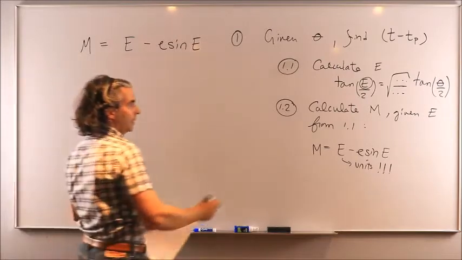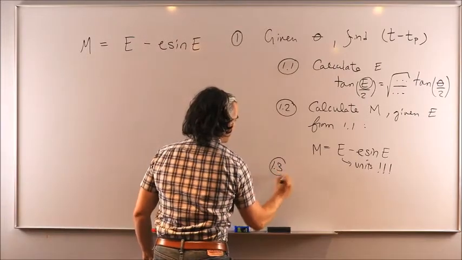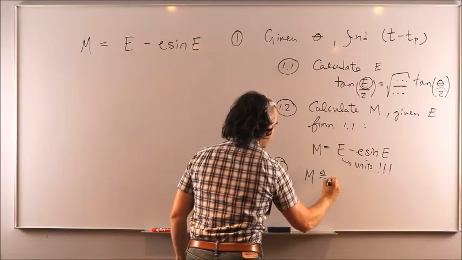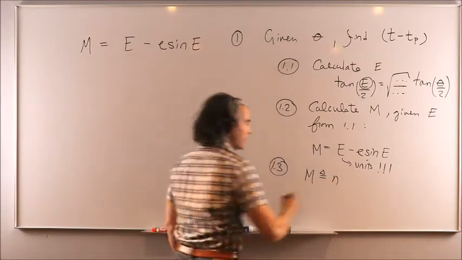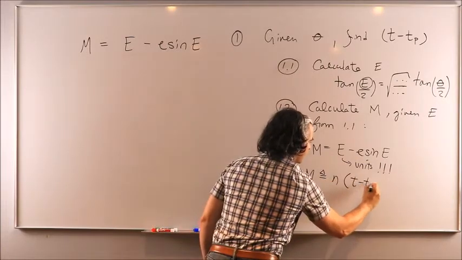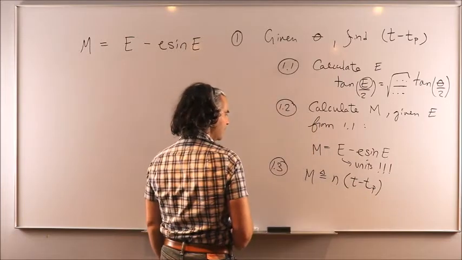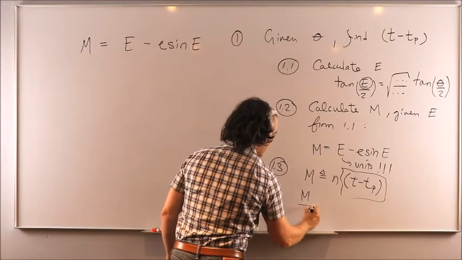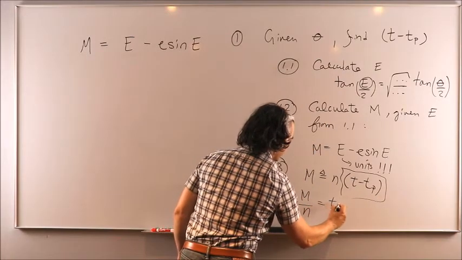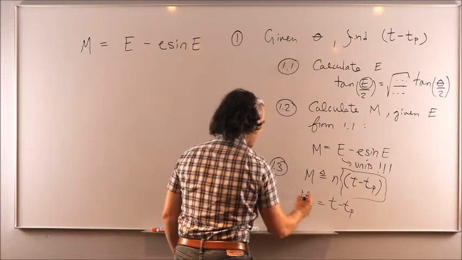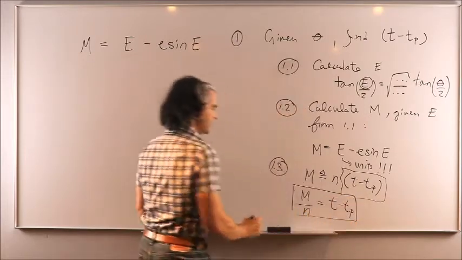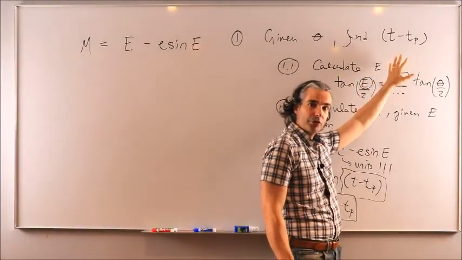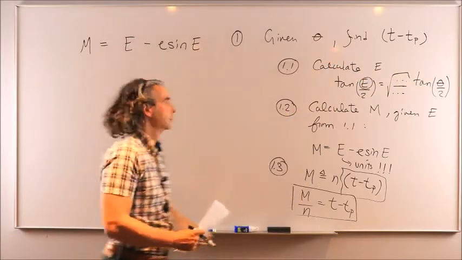Okay, and once you have the mean anomaly, you're pretty much done, because all you have to do is remember that the mean anomaly had been defined as the mean orbital motion n times the time since perigee passage, t minus tp. So if this is what you're looking for, all you have to do is M over n, and that will give you your answer, t minus tp. Okay? A three-step process to calculate the time since perigee passage at a given true anomaly.